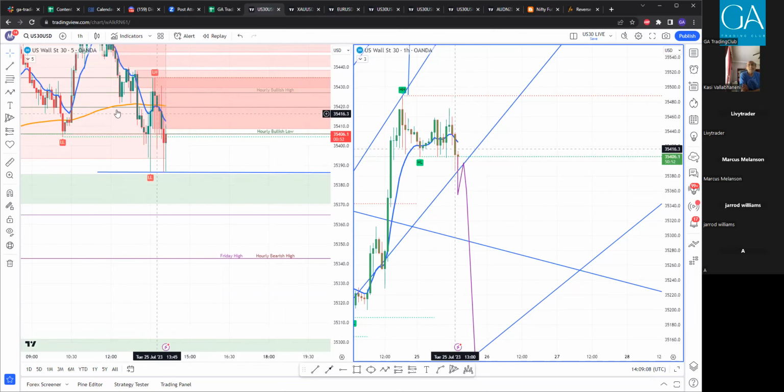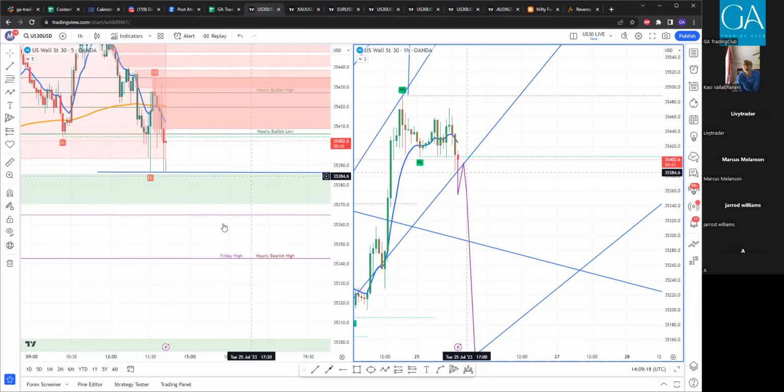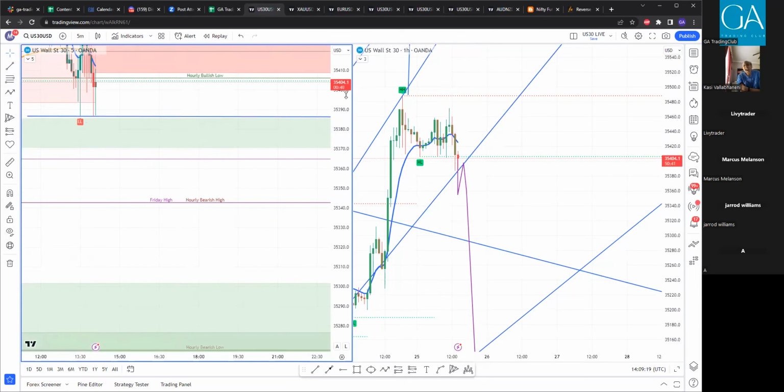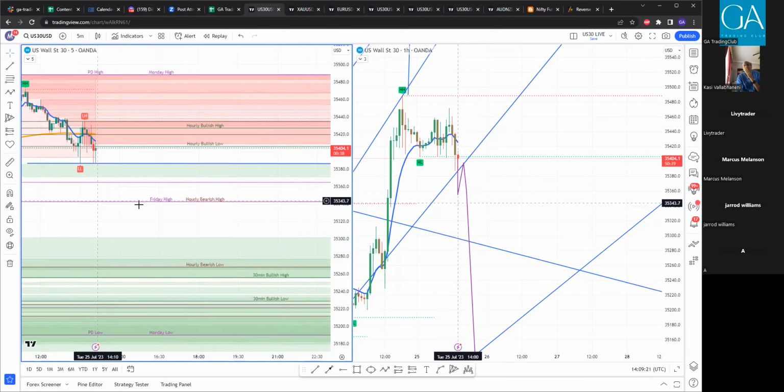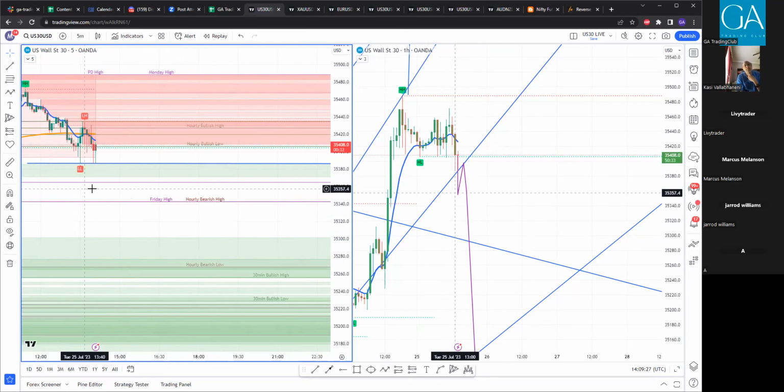So when we get another early entry, if we do get a 5-minute break and close here and retest and closure below here. But the real volatility to the downside will enter when US 30 gets to this hourly bearish high. Unfortunately, I would have wanted to see some sellers sitting here, but you don't always get that.